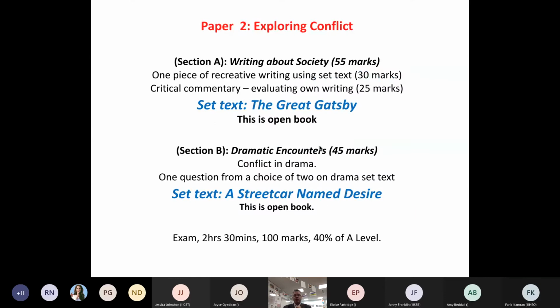Now, paper 2 is called Exploring Conflict. Slightly shorter. You'll spot this is 2 hours, 30 minutes. Not quite as long as the other one, but you'll notice that it just has 2 questions. There are actually 3 things you've got to do, but there are 2 main questions within that. Once again, this is worth 40% of your A-level. So each of the exams is equal. They're worth 40% each, leaving that final 20% for coursework that we'll cover in a moment.